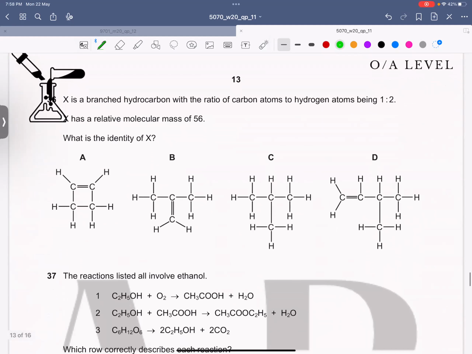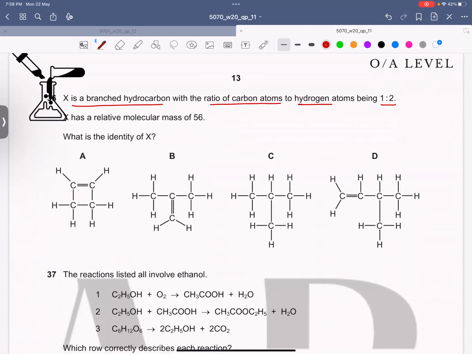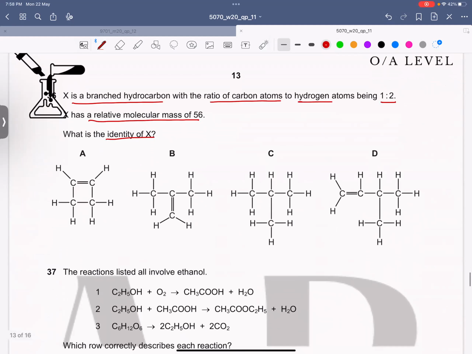Okay, now question number 36. X is the branch chain hydrocarbon, okay, with the ratio of carbon atoms to hydrogen atoms being 1:2, X has a relative mass of 56. What is the identity of X? So it means from this ratio, I can conclude that its empirical formula is CH2. They are saying that carbon atom and hydrogen atom ratio is 1:2. So it means one carbon is bonded with two hydrogen atoms. That is its empirical formula. Its molecular mass is 56.